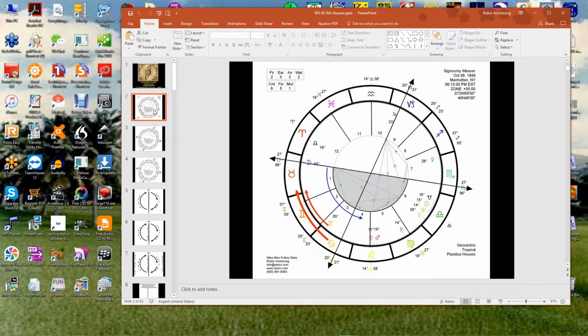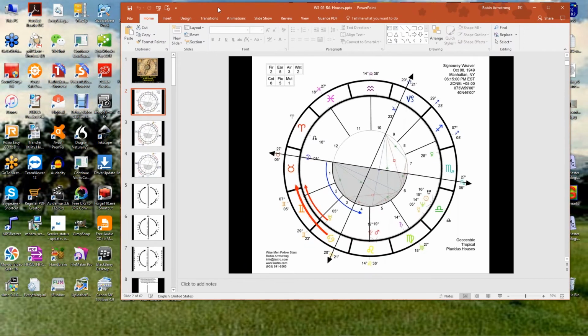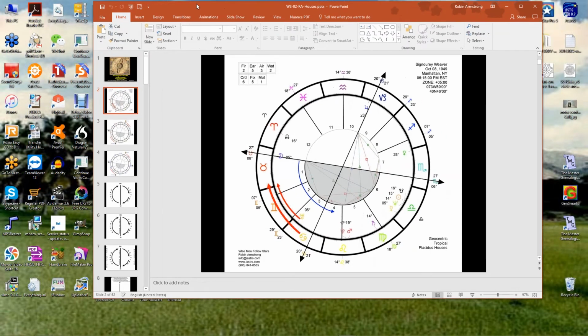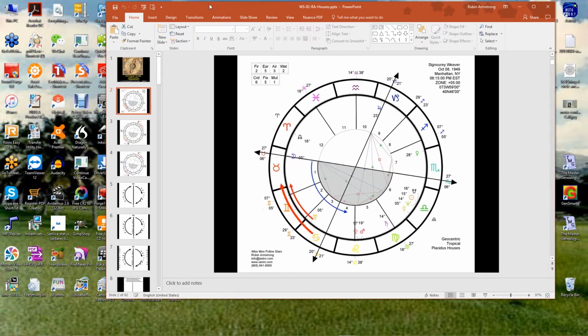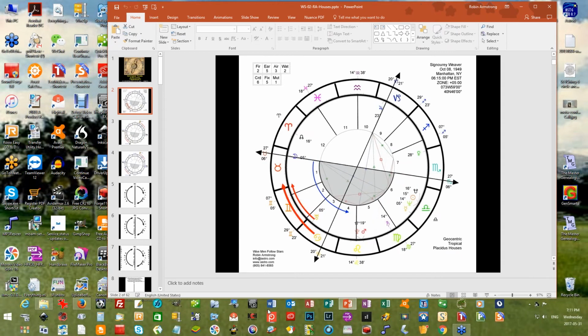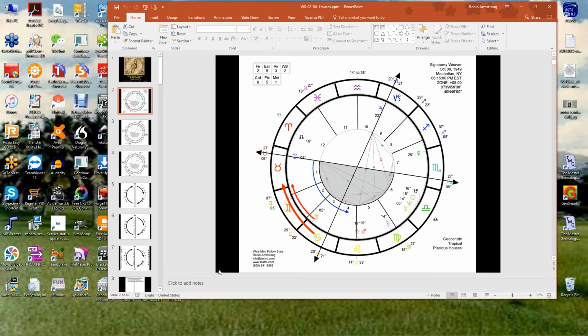Okay. First slide. So this is just a picture of a chart. This is Signore Weaver. What I wanted to point out on the chart is just the way things work. The signs of the zodiac always move counterclockwise. They rotate counterclockwise in the northern hemisphere. So they're going the opposite way of the clock.